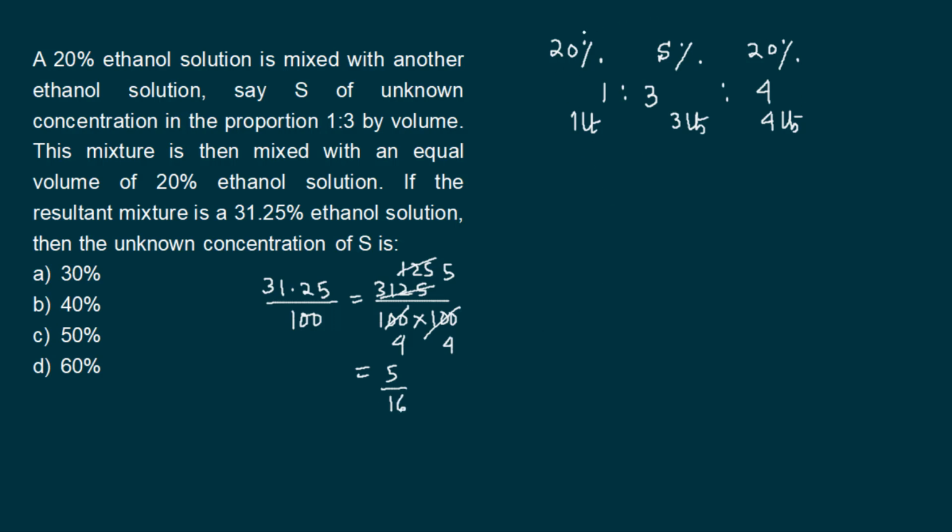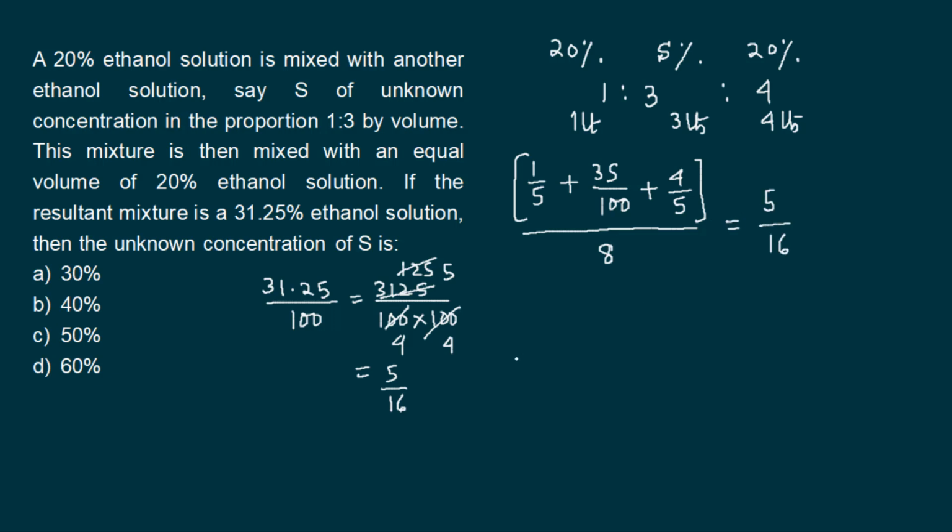So now if I find the weighted concentration of these three combined together, that weighted concentration should be 5 by 16. So how much is the ethanol? Weighted combination of ethanol should be 5 by 16. In 1 liter, 20% means 1 by 5, plus S percent in 3 liters is 3S by 100, plus 20% in 4 is 4 by 5. So this much is out of total volume, that is 8 liters. This fraction should be 5 by 16, isn't it?